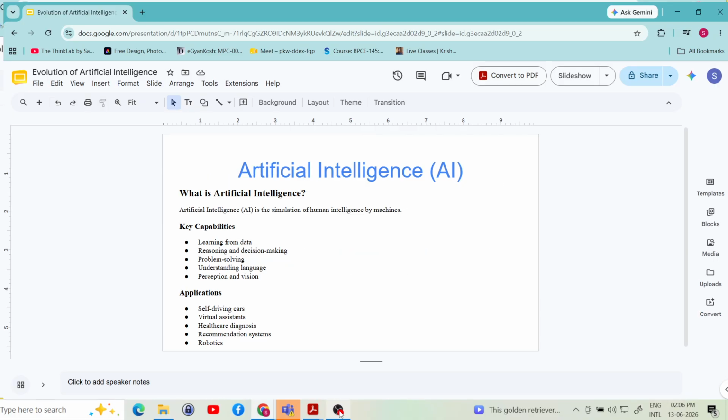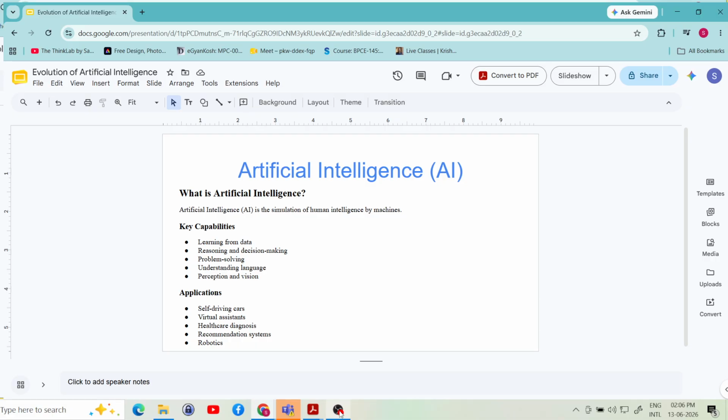These systems were powerful but limited. They could not learn from data, they could only follow instructions. So AI was intelligent but not adaptive. This limitation leads to the next evolution, right?